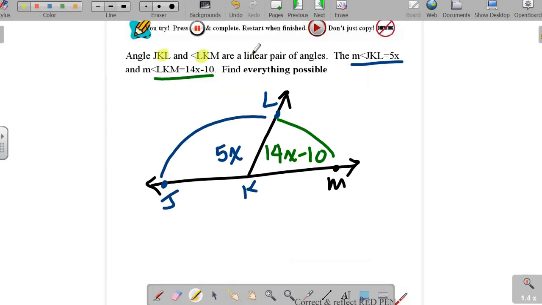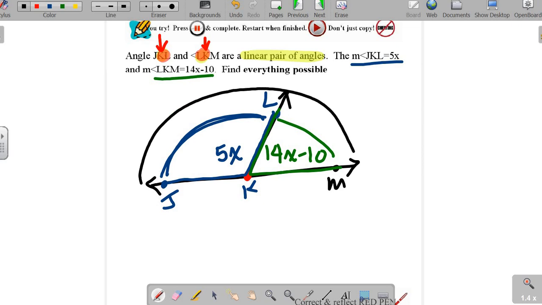Okay, welcome back. The key word here was the fact that they're a linear pair, which means share spine, make a line. If you look very, very carefully, these two letters, K and L and K, are shared, which means K must be the vertex. So you can draw the other two angles. JKL was 5x. LKM was 14x plus 10. And find everything possible. Well, by definition, a linear pair is also supplementary.